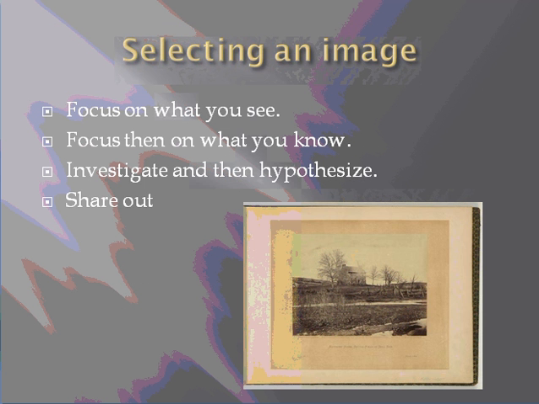Selecting an image. You can do this several different ways. One of the most interesting ways is to take one image and cut it up into sections and have teams examine different sections. As they share out, they put the entire image back together, and then they have to do the steps again to see if it changes their perspective. That's a very interesting way to look at it.